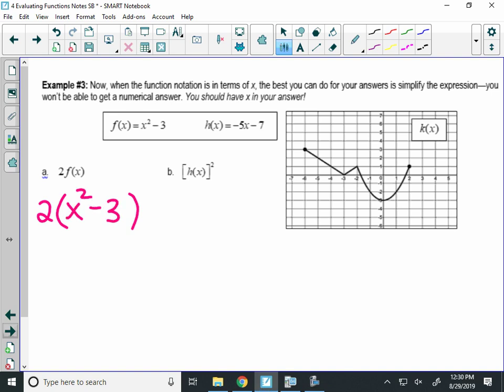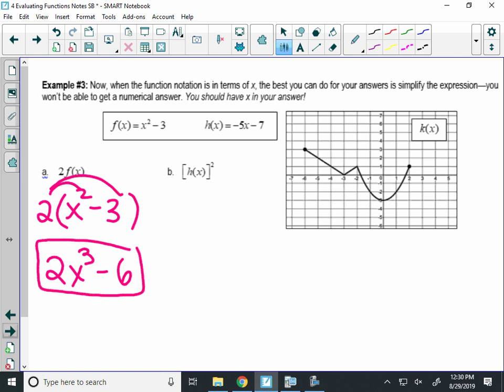And then I'm going to simplify, get rid of the parentheses. So I'm going to distribute, and my equation will be 2x cubed minus 6. Here you go. Not hard. I created a new equation, 2 times the original function f of x. All right, let's try a different one.